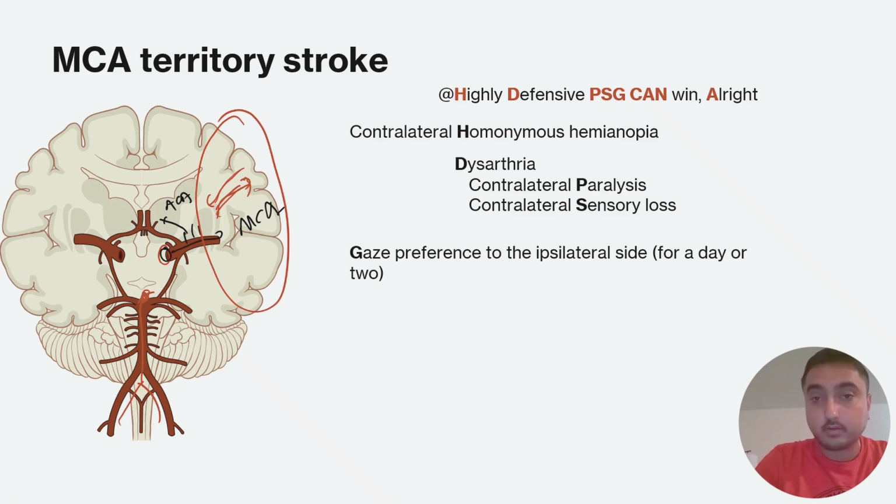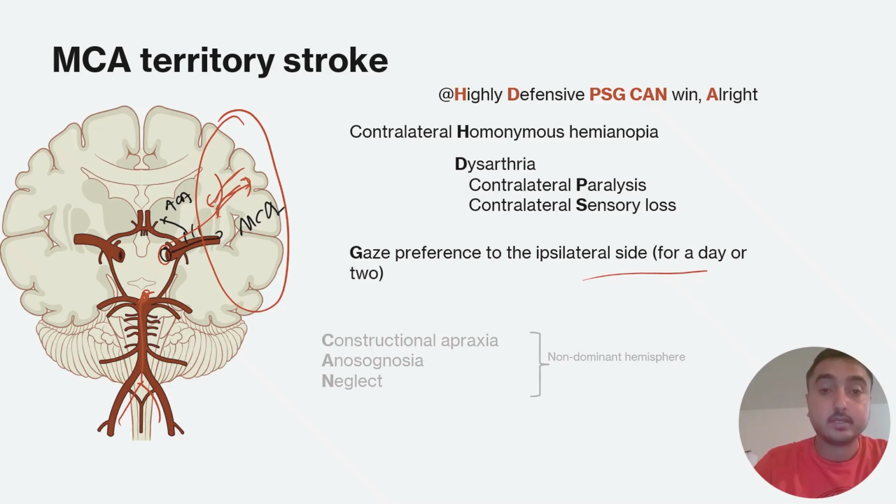There will be contralateral homonymous hemianopia as the fibers are crossing over here, and then there will be gaze preference to the ipsilateral side for a day or two, because in a day or two the ipsilateral preference for the gaze will be balanced, and then we'll have some cortical signs.